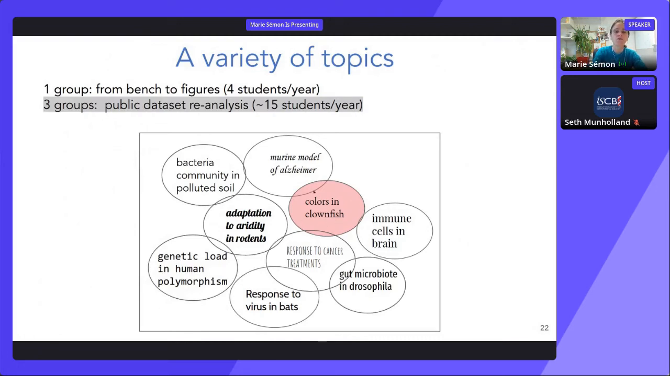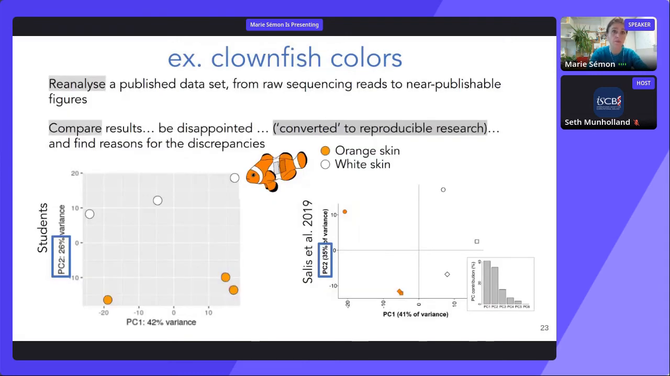But now I will switch to another example of a project about dataset reanalysis, and this time of colors in clownfish. This was just from public data that the students would reanalyze during 6 days. The point here is to reanalyze this published dataset from the raw sequencing reads, again, to near publishable figures. But then what happens most often is the following.